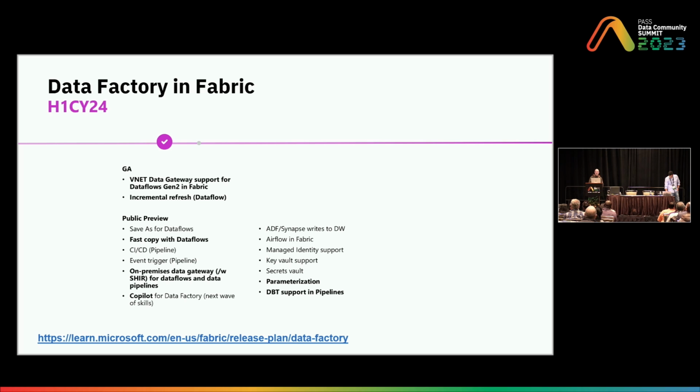Fast copy is a capability that will bring together the power of the pipeline's copy activities for massive scale data ingestion with the data flow, get data, and transformation capabilities. We're going to show you a demo of that.